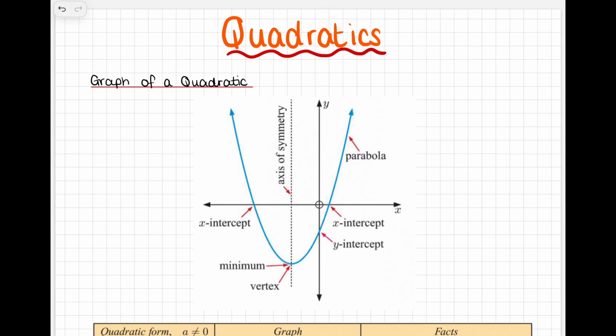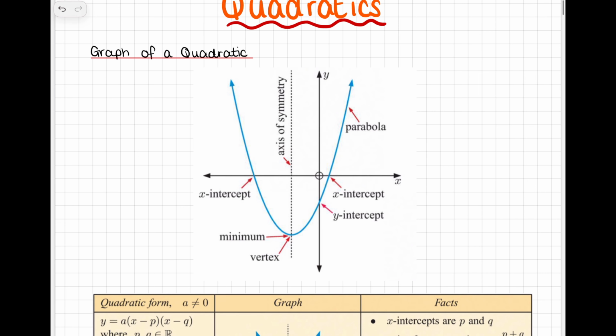This video is on quadratics. So to start off with, we're going to look at the graph of a quadratic and some really important points, terminology that you will need. So first of all, the first one here, parabola. Parabola is the shape of the quadratic, so that U shape is called a parabola.